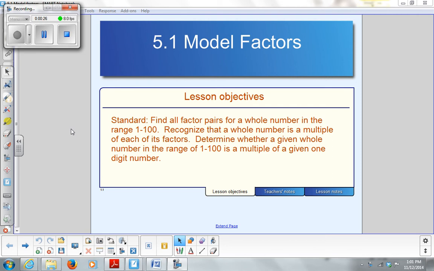We're going to be able to recognize that a whole number is a multiple of each of its factors, and then determine whether a given whole number in the range of 1 to 100 is a multiple of a given one-digit number.